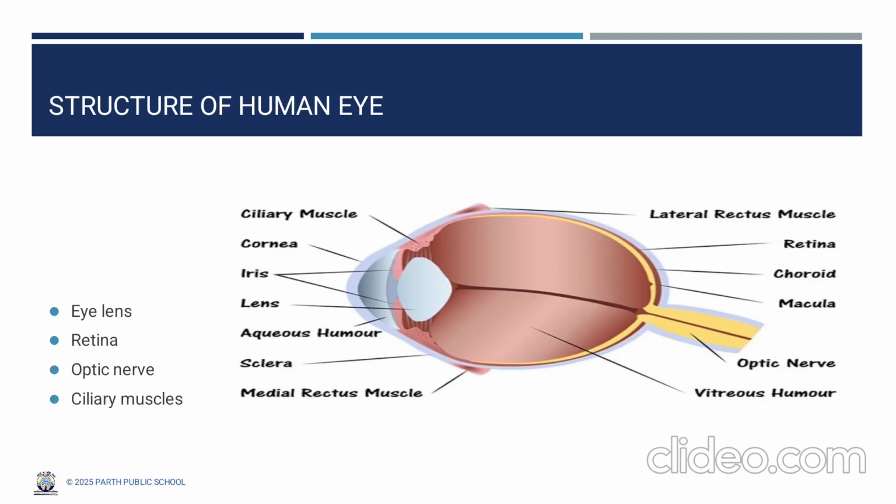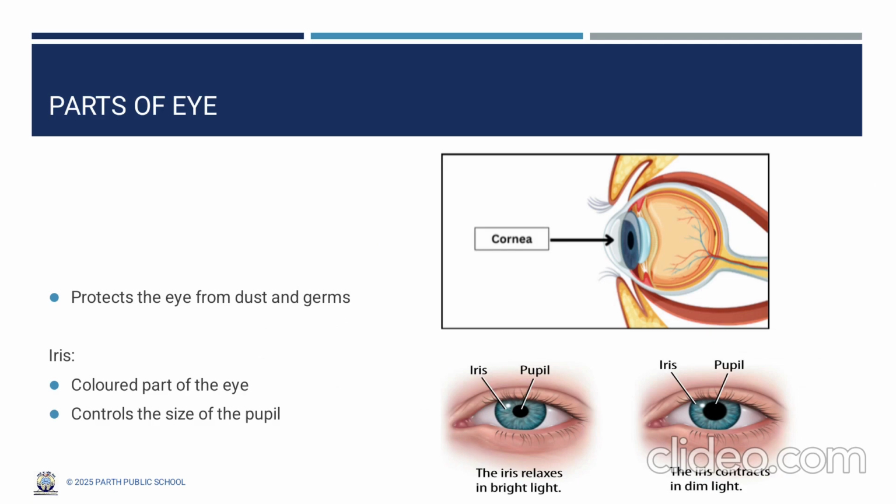So these are the parts of the human eye. There are a lot of parts of a human eye. The basic parts are cornea, iris, lens, aqueous humor, sclera, medial rectus muscle, lateral rectus muscle. So these are the main parts, right? The most important parts are cornea, iris, pupil, eye lens, retina, optic nerve, and ciliary muscle. These are the important parts, right? So we will be explaining these parts in detail now.